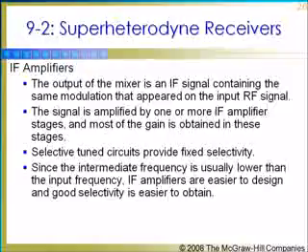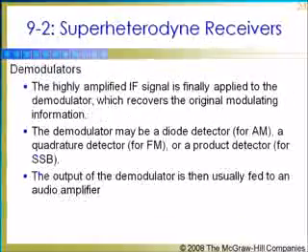Since the intermediate frequency is usually lower than the input frequency, IF amplifiers are easier to design and good selectivity is easier to obtain. Crystal, ceramic, or SAW filters are used in most IF sections to obtain good selectivity. Some forms of receivers use DSP filters for selectivity.